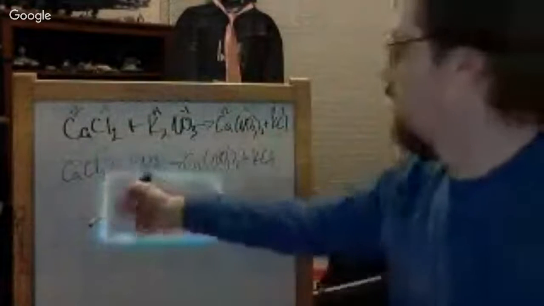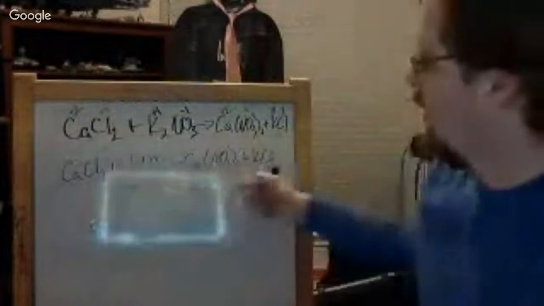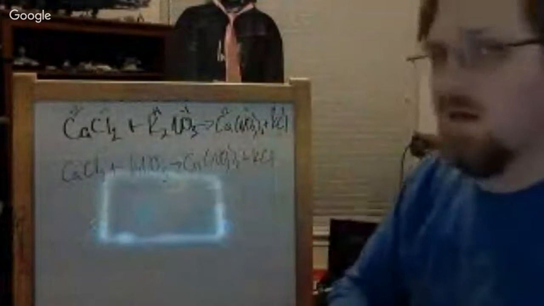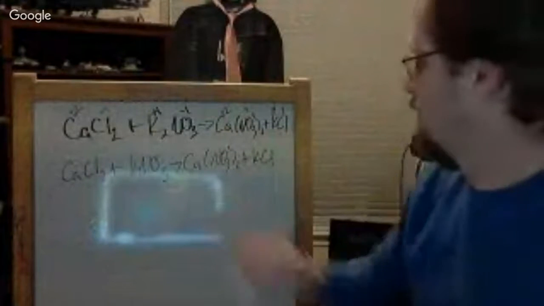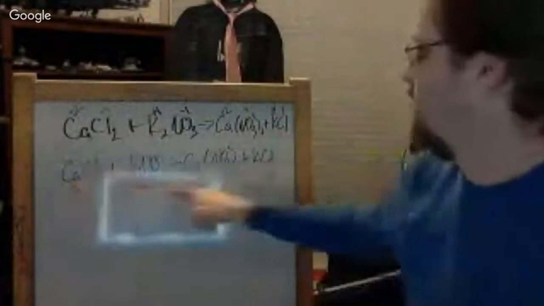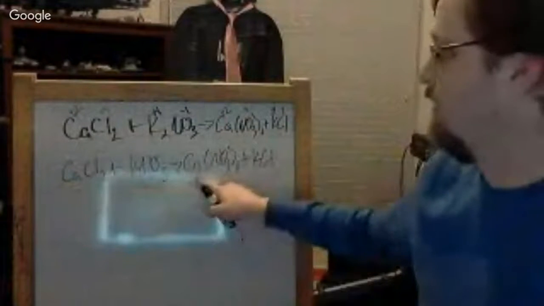So we are now writing it correctly. We now have the correct formulas. Here we're going to balance this. Okay, so I got 1 calcium on the left, 1 calcium on the right. So that's fine.